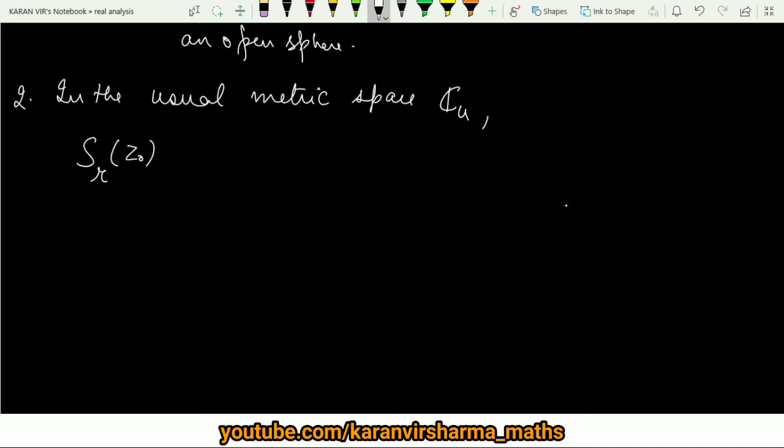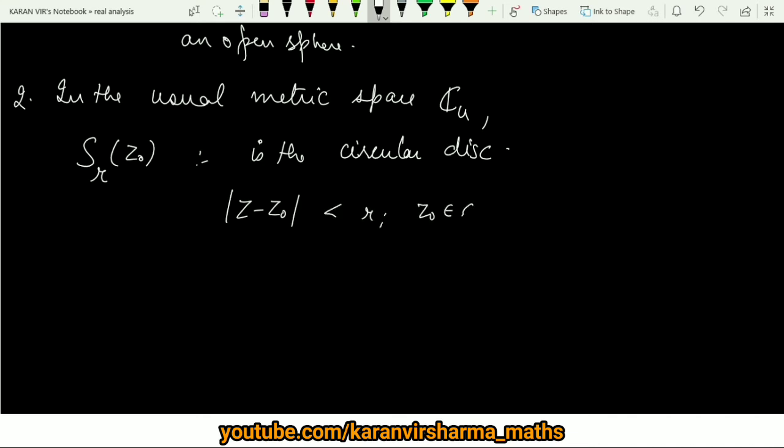So what is the open sphere? Open sphere here is nothing but the circular discs. So these are the circular discs. Basically S(z0, r) is the collection of all the points z such that |z - z0| is less than r, where z0 is the center belonging to the complex numbers and r is any positive number.